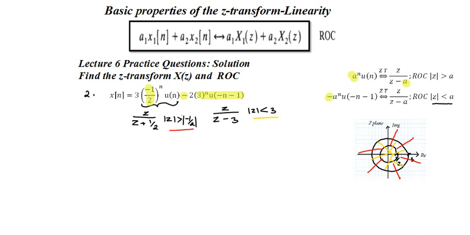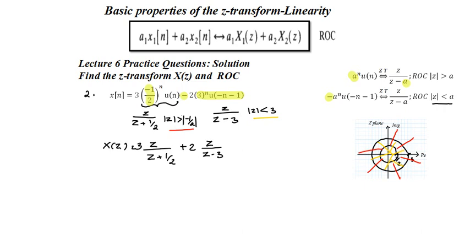So I can write the Z transform like this. X of Z is equal to Z by Z plus 1 by 2, and there is a 3 actually. So you need to multiply with 3, and this minus we already considered. So now it becomes plus 2 into Z by Z minus 3.